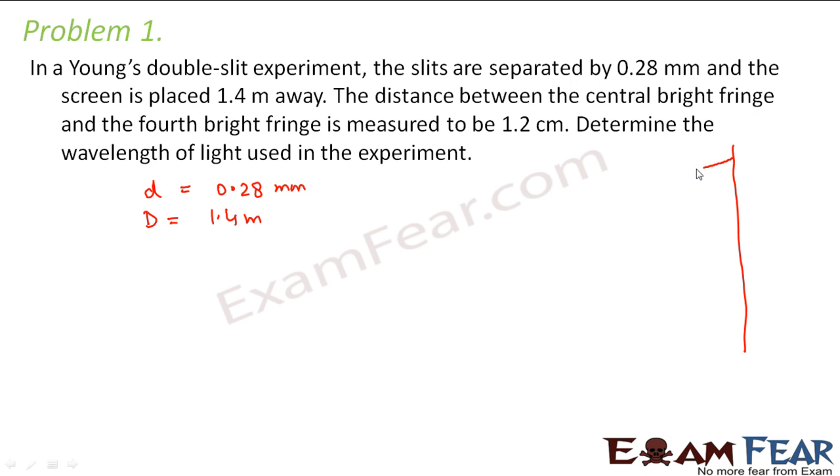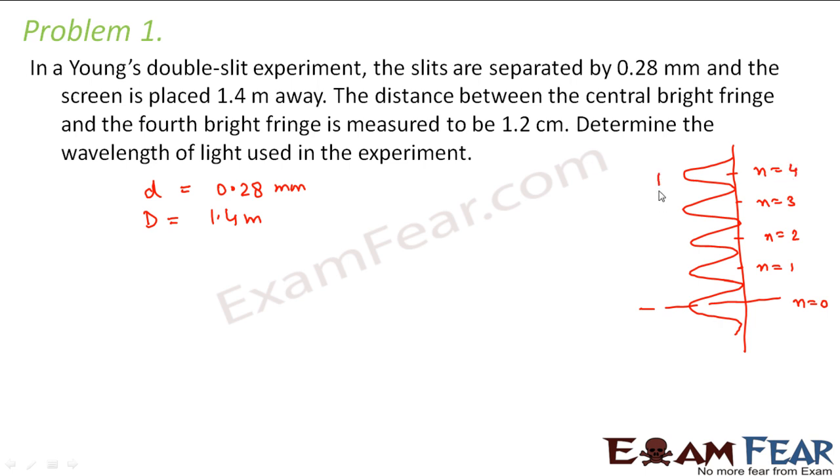Let us suppose the fringe pattern is somewhat like this. Let us suppose this is the central bright fringe for n equal to 0. So when it is talking about the fourth bright fringe, that means n is equal to 1, n is equal to 2, n is equal to 3 and n is equal to 4. So the distance between the central bright fringe and the fourth bright fringe is found to be 1.2 centimeters. So let us try to calculate the position of the fourth bright fringe.